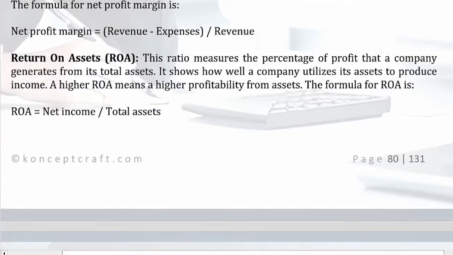Return on assets, ROA. This ratio measures the percentage of profit that a company generates from its total assets. It shows how well a company utilizes its assets to produce income. A higher ROA means a higher profitability from assets. The formula for ROA is: ROA equals net income divided by total assets.